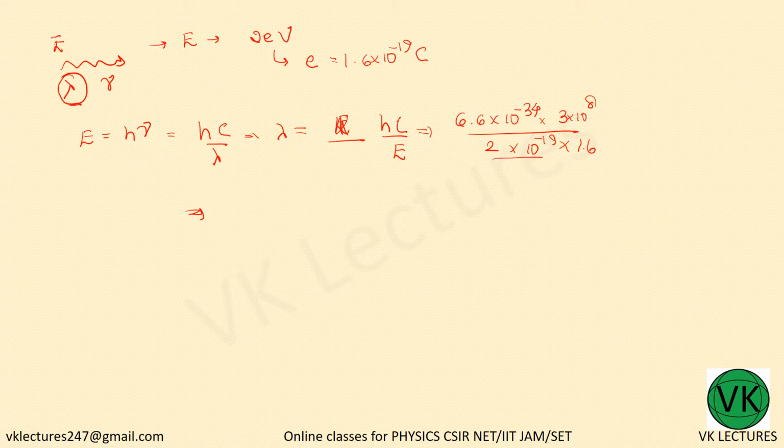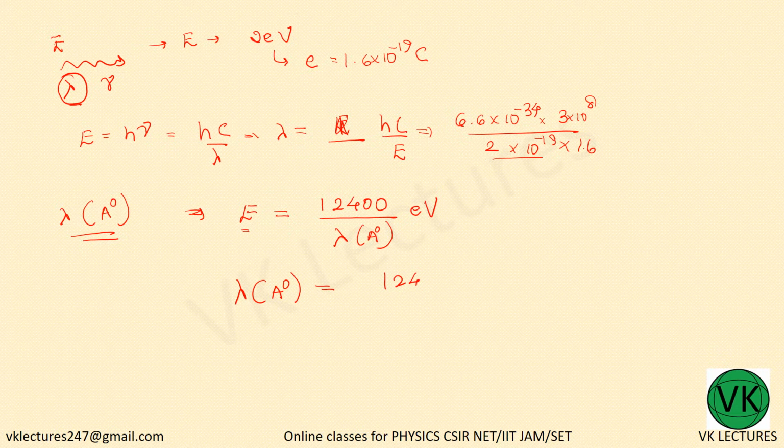What was that? Energy. If lambda is given in terms of angstrom, your energy will be 12400 divided by lambda. Once again, this lambda has to be in angstrom. That gives this much electron volt. Or if you want to find out lambda in angstrom, it will be equal to 12400 divided by energy in electron volt.